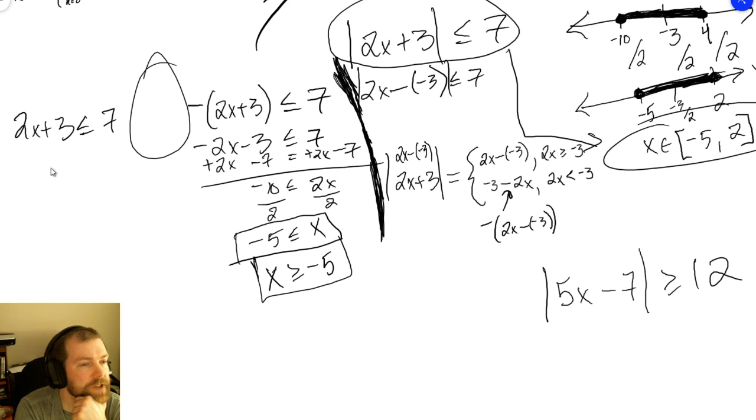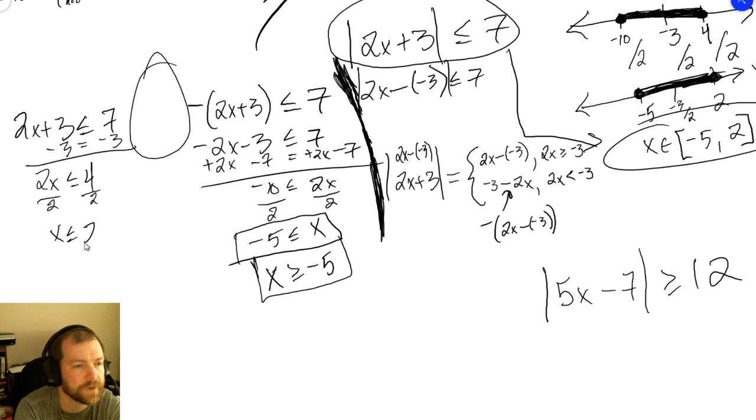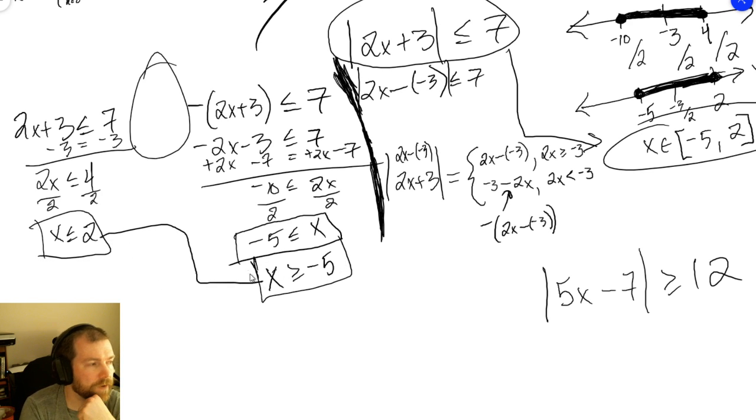All right, so then here, solving algebraically, we're going to subtract 3 from both sides. We get 2x is less than or equal to 4. Divide by 2, and x is less than or equal to 2. So x is less than or equal to 2. x is greater than or equal to negative 5. There is a word that must go in between these every single time. It is a logical conjunction. You must either have an AND or an OR statement connecting these two things.